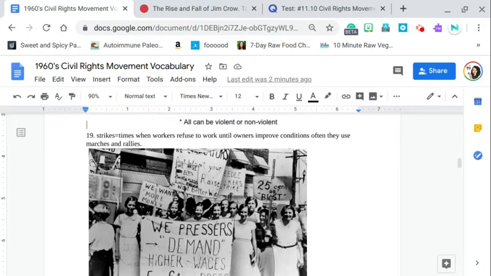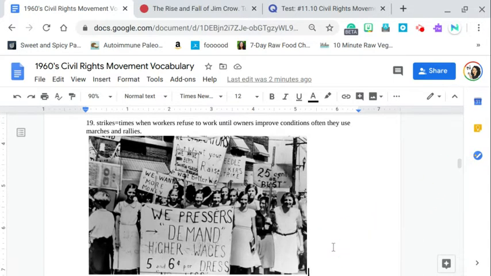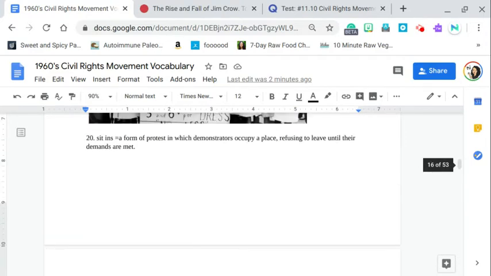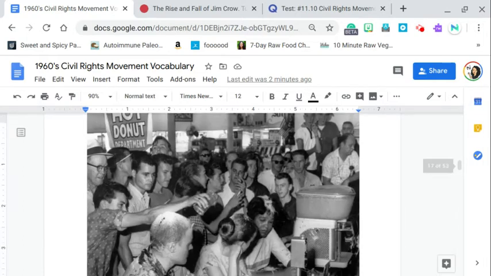And keep in mind, throughout history, many people have died just striking, and have been burned violently. So again, we see throughout history people having to fight for their rights. Okay, and here you have another form of protest. You have sit-ins, which basically means you refuse to leave until your demands are met.